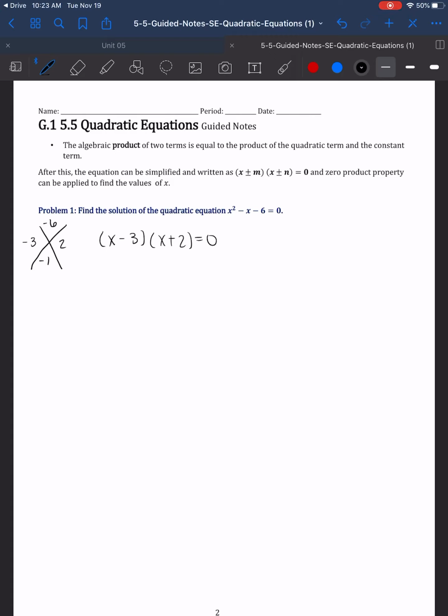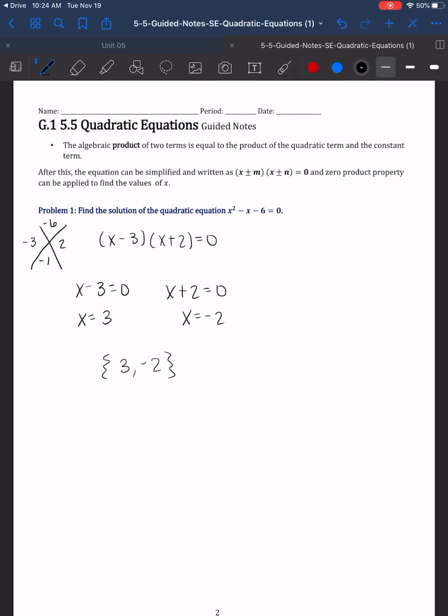And from here, this is where we're going to use our zero product property. x minus 3 equals 0, and x plus 2 equals 0. And now you're going to solve for x. So x equals 3, and x equals -2. So my solutions are 3 and -2.